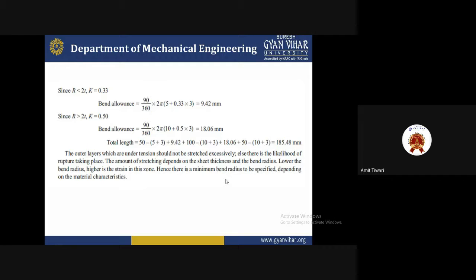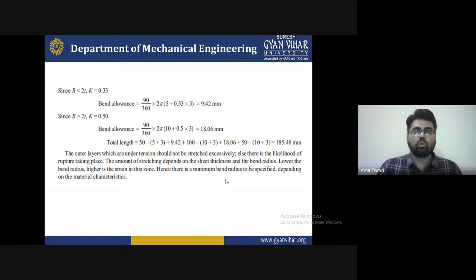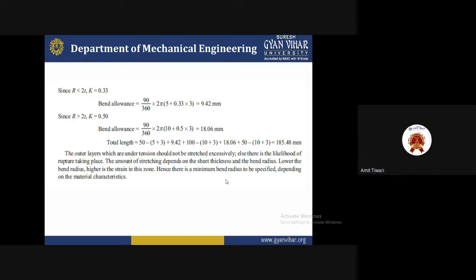So these are some characteristics we have to find out when the outer layer is under tension. The condition we have to find out is that the total length is increasing, that is 185.48 mm, with the cross-sectional area. The lower the bending radius, the higher the strain in the curve, or we can say the amount of stretching depends upon the sheet thickness and the bending radius. So sometimes we have to observe that a minimum bending radius is to be specified, depending on the material characterization.